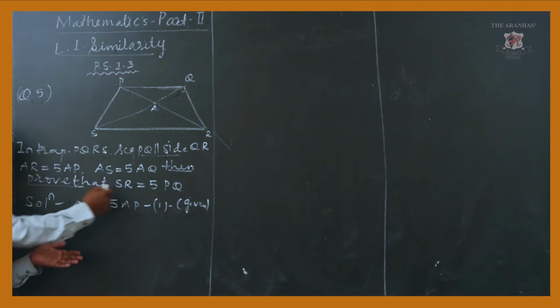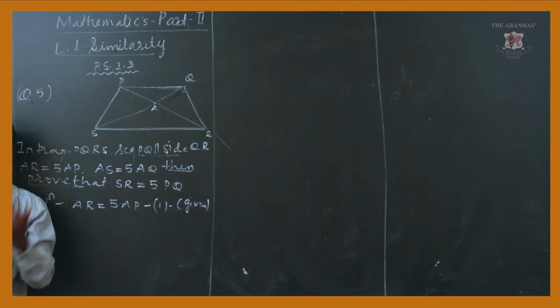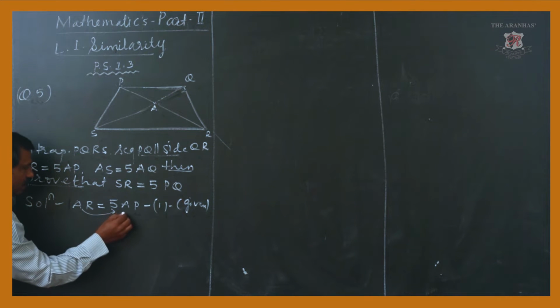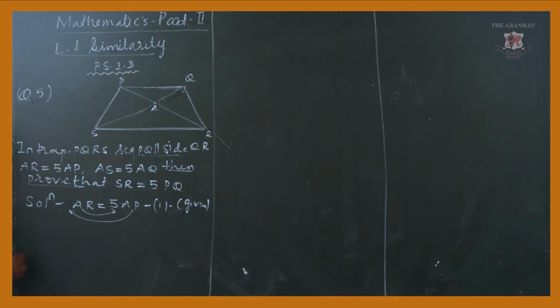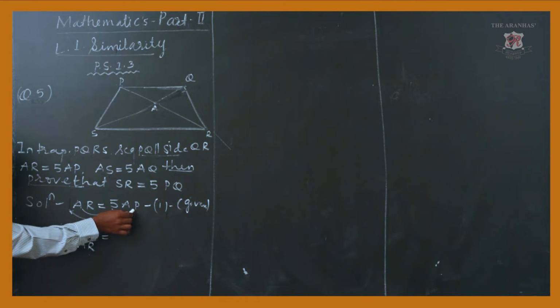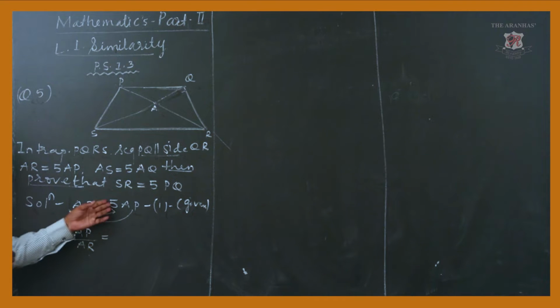One segment is 5 times the other. If we try to write it in ratio form, the value comes out the opposite way here. For example, look here: suppose you write the ratio of AP upon AR. We are writing the ratio because one segment is 5 times the other, so its relation is given. So AP equals, now what will be the value of AP? Is it 5 or what?